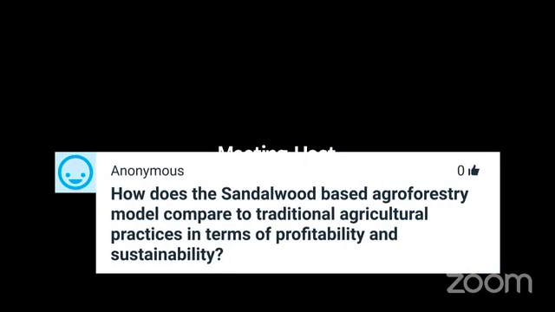Okay. How does the sandalwood-based agroforestry model compare to traditional agriculture practices in terms of profitability and sustainability? Madam, there is nothing like sandalwood, madam. Sandalwood and teak, these are two crops which will give you so handsomely. Madam, if you look at the agroforestry models which are other than sandalwood, if you use sesbania or gliricidia as a tree component, they are only used as firewood.